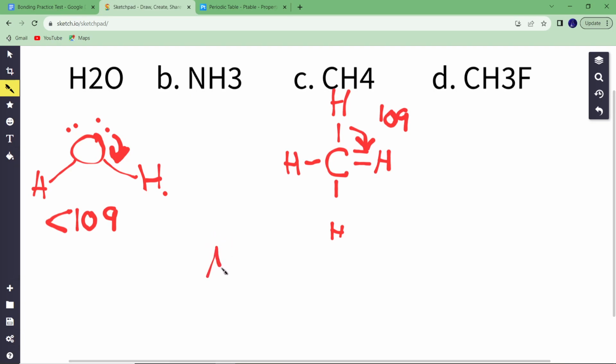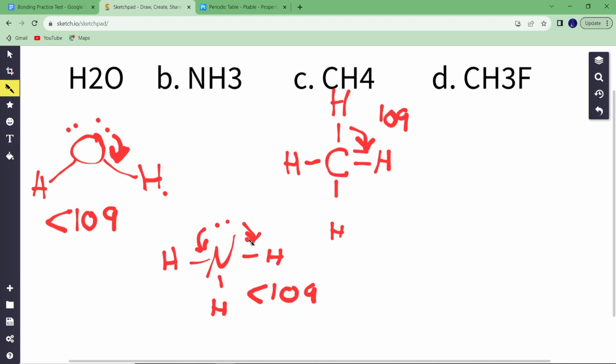And B is going to have N. It has 3 H's. N gives us 5 electrons. We have 3 H's, which means that we're going to have 3 from there, 3 plus 5. So we're going to have 8. We've used 1, 2, 3, 4, 5, 6, 7, 8. And we're going to notice that we have 1 lone pair pushing on these. So this is also going to be less than 109.